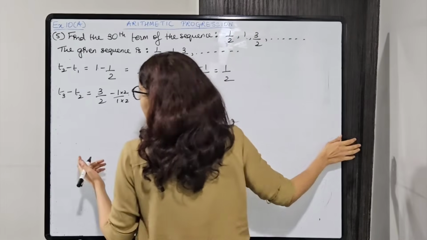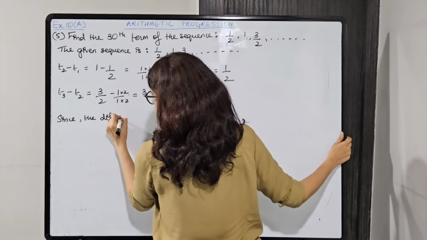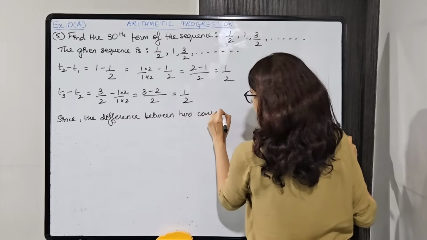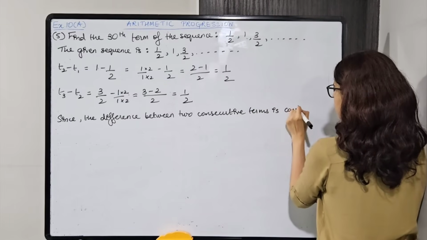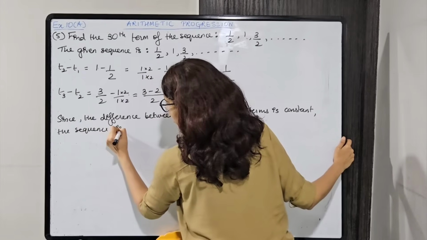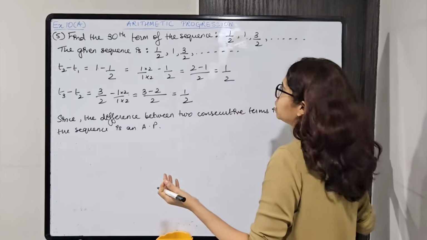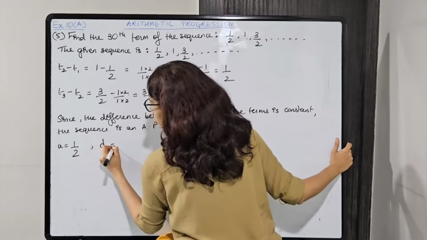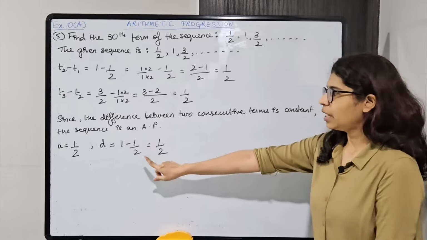Okay, so since the difference between two consecutive terms is constant, the sequence is an AP. Okay, so a और d find out करते हैं. a will be first term, a is half and d is also half, we just found. Okay, so it is half. a और d दोनों half हैं.